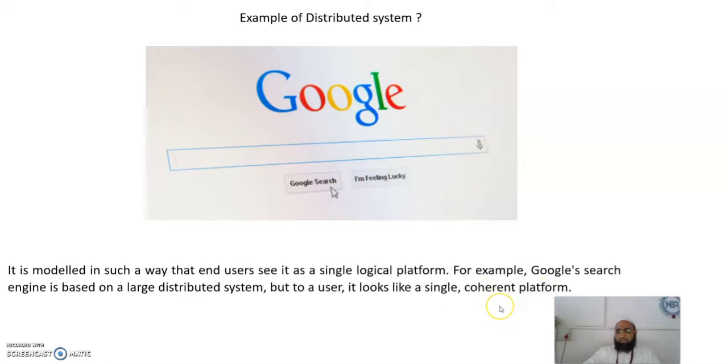Any person in any part of the world can access the Google search engine. We don't know from which system he is going to access Google, or what type of hardware he is using, whether it is Windows, Mac, Linux, or Unix. But the thing is, it is working. It is modeled in such a way that the end users see a single logical platform. That is the best example of a distributed system, the Google search engine.